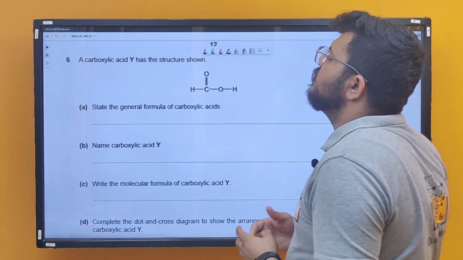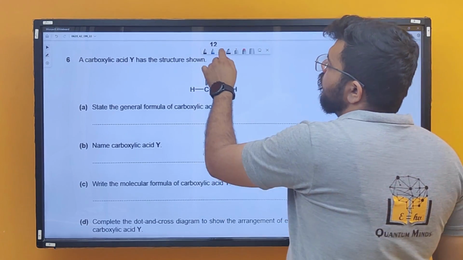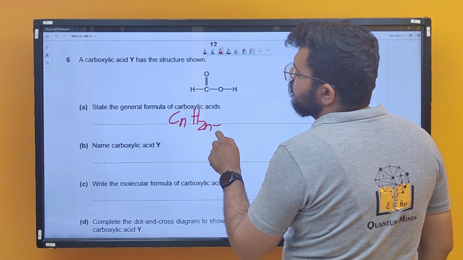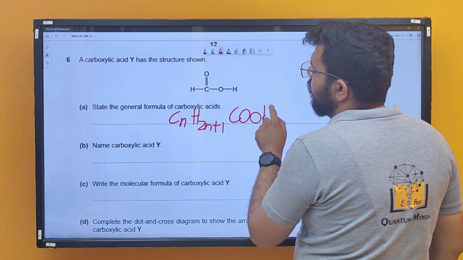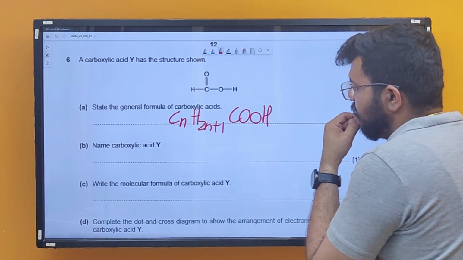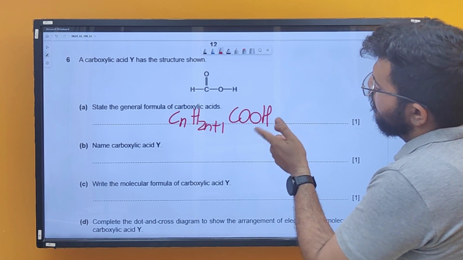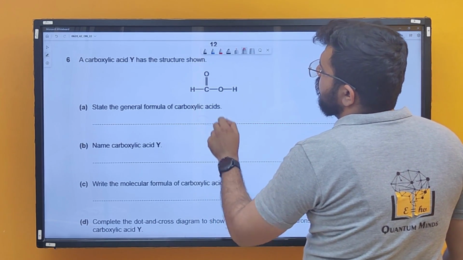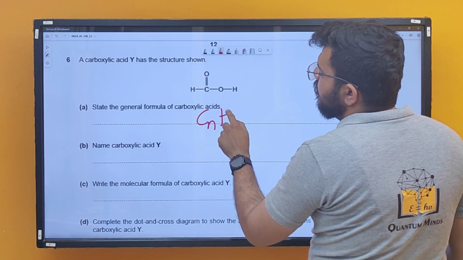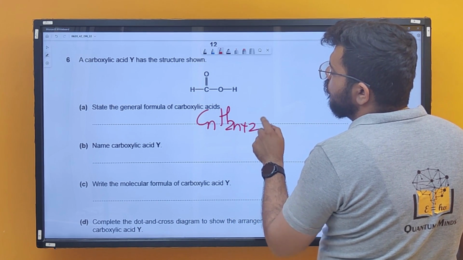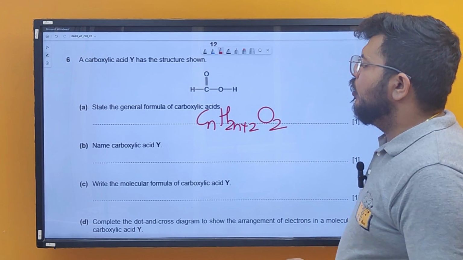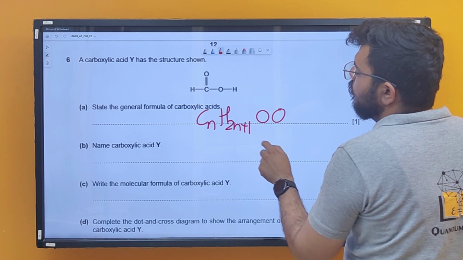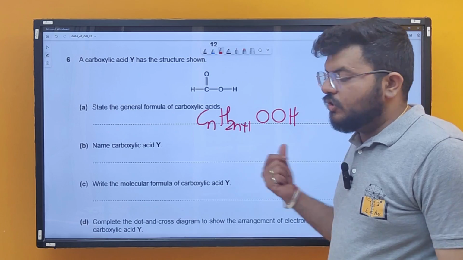A carboxylic acid has the structure shown. State the general formula of carboxylic acid. The carboxylic acids are CnH2n plus 1 COOH. Okay, I think if there is only one carbon, you have C1, then you can't have COOH, correct? Let's write it in this form. CnH2n plus 2 O2, right? There are 2 oxygen always, or even better, you have double OH. Okay, so that's your formula.